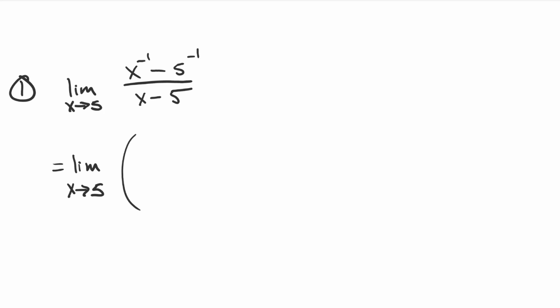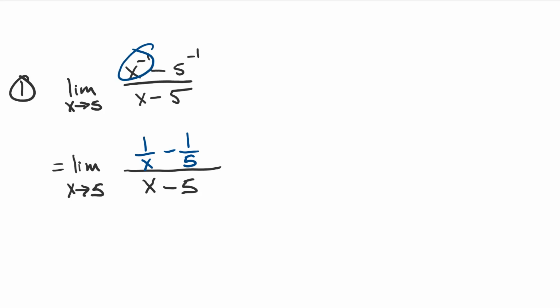Let's write this. The only thing I'm going to change is just the numerator. That x to the negative first power, let's rewrite that as 1 over x, and that 5 to the negative first power is 1 over 5. It's really common for students to want to say, oh, this just goes down here. That's not true. That's not how it works. So you just need to rewrite it in that way, and then we can go.